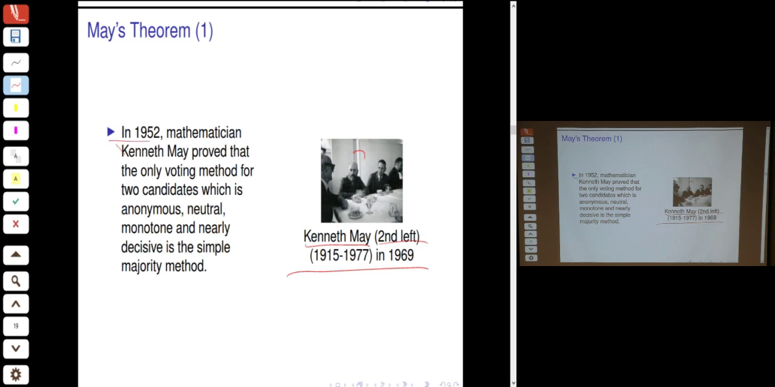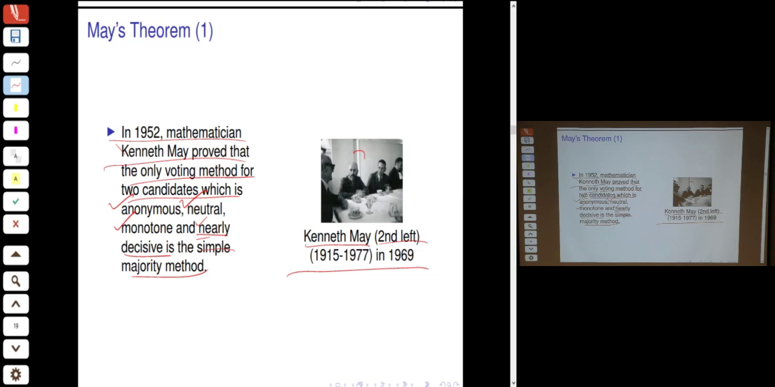So in the 1950s, Kenneth May, who was a mathematician, proved the following surprising fact: the only voting method for two candidates which is anonymous, neutral, monotone, and nearly decisive is the simple majority method. So far we have just covered the first three properties, and we already have a method that satisfies all of them, which is simple majority. So what does that mean?